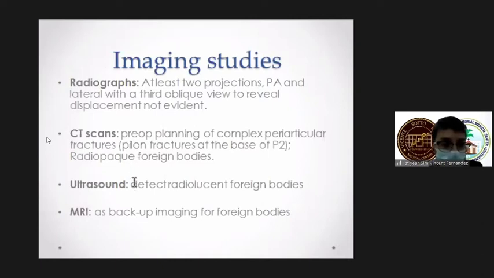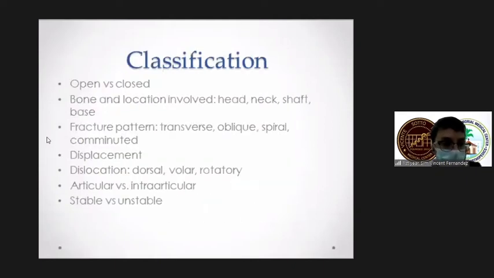Ultrasound is used to detect radiolucent foreign bodies not detected in your CT scan. And your MRI is a backup for foreign bodies. So for the classification, your hand injuries are classified into open versus closed.